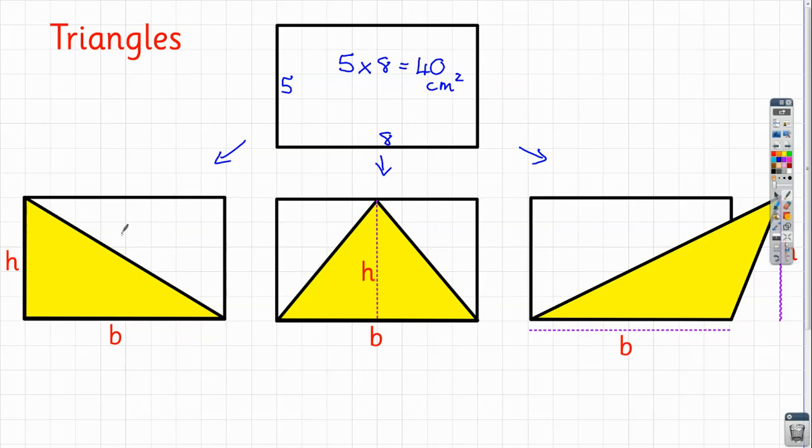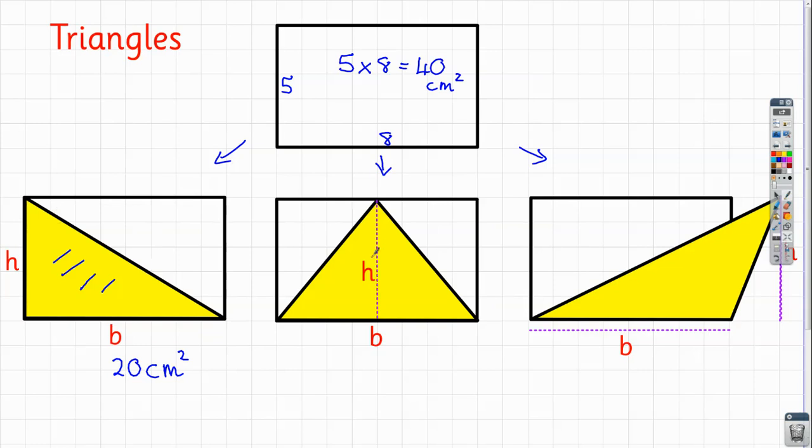So if we look at this first one, it is 5 high and it is 8 across, and this line cuts that rectangle into 2 equal pieces. So if we wanted to calculate the area of that triangle, it would be half of the rectangle at the top, which is 40. So this triangle would have an area of 20 centimetres squared. It is half of the rectangle that encloses it.